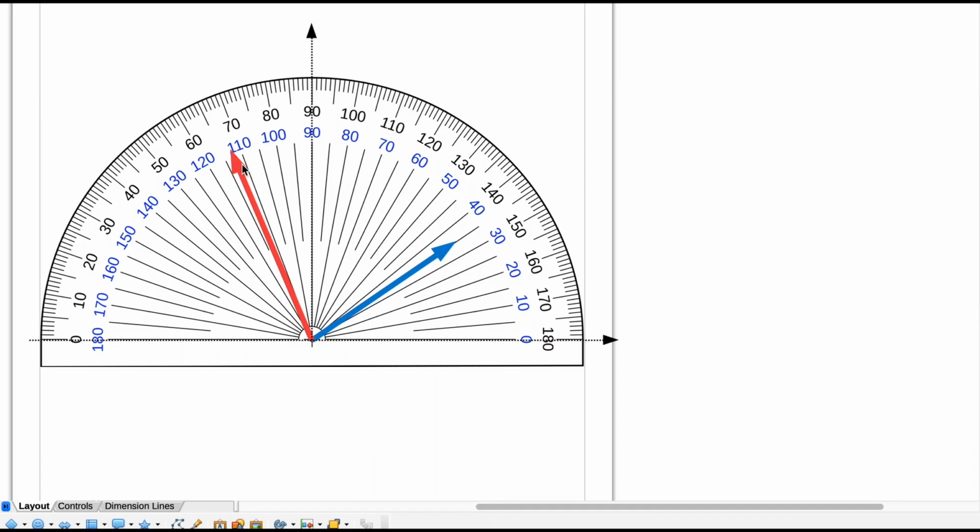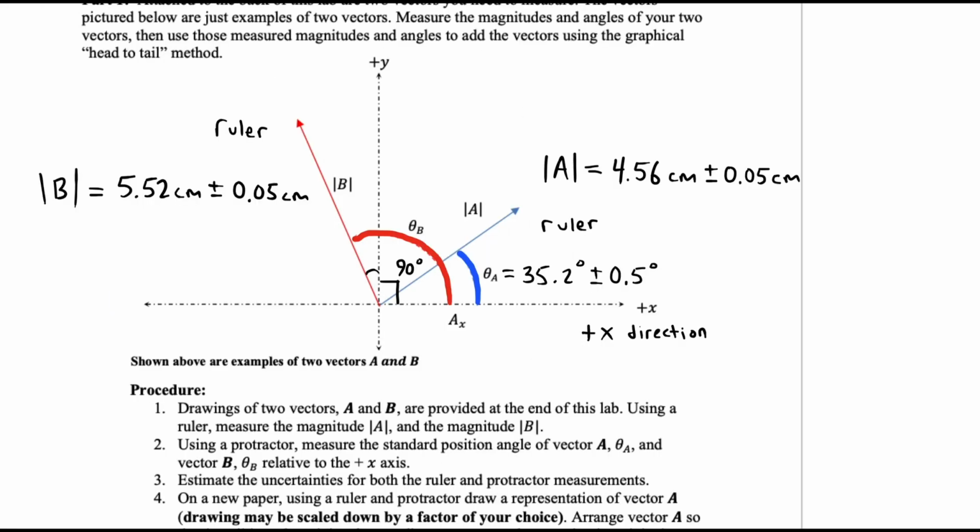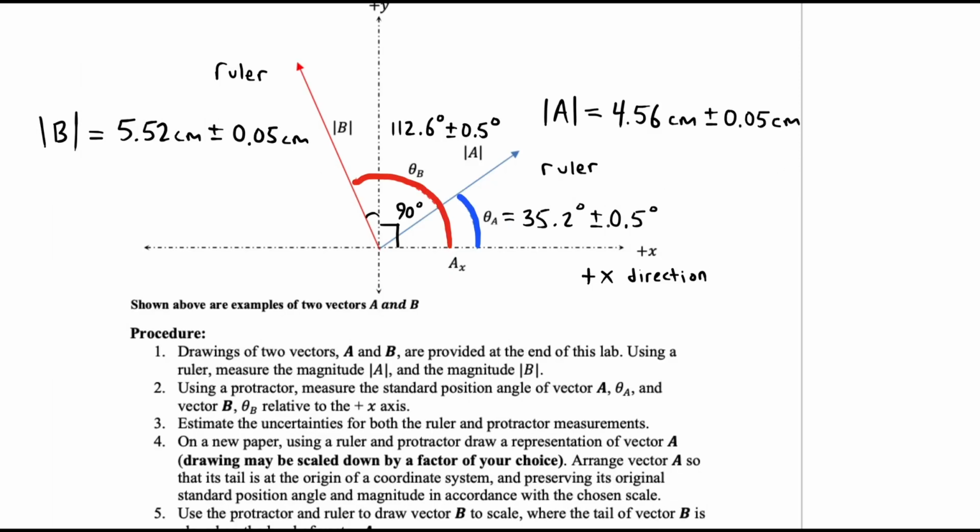So I get that theta B is 112.6 plus or minus 0.5 degrees. Now that I have these measurements, I need to construct my own drawing on separate paper.